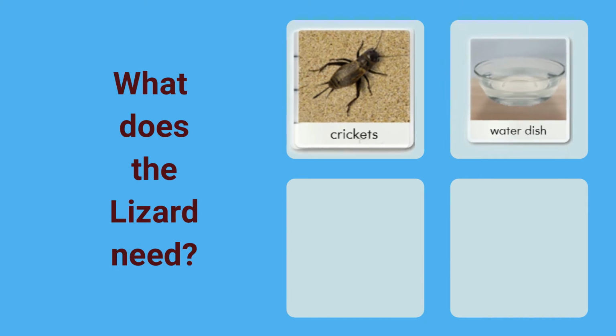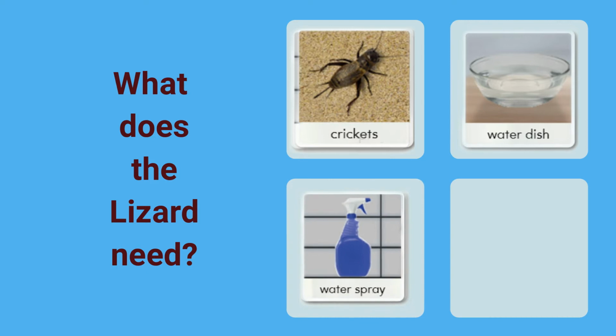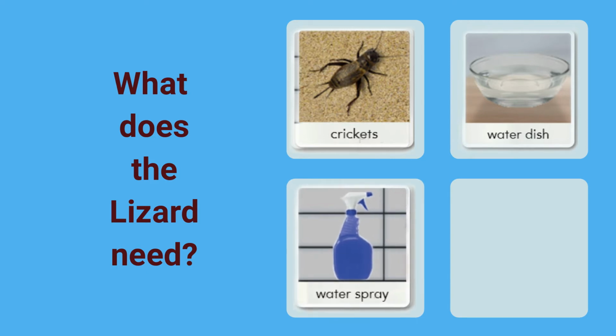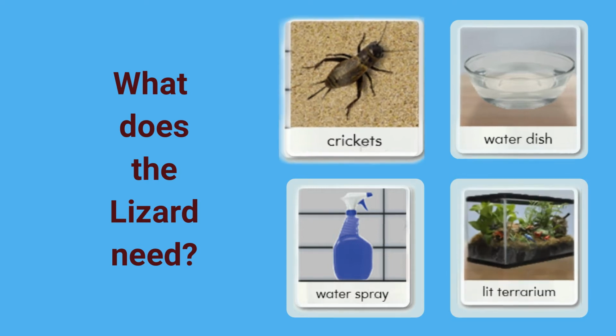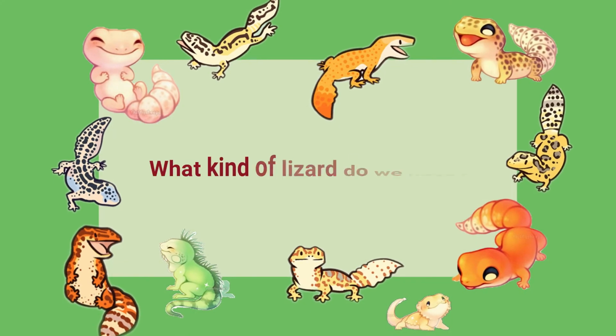Baby lizards like being sprayed every day. Adult lizards that come from the desert, where it's very hot and dry, do not want to be sprayed. Our lizard will probably like light in its house or terrarium. What kind of lizard do we have?